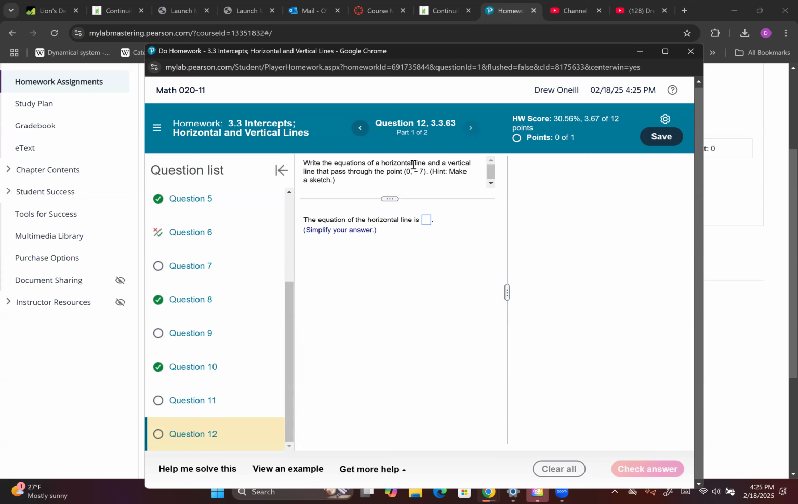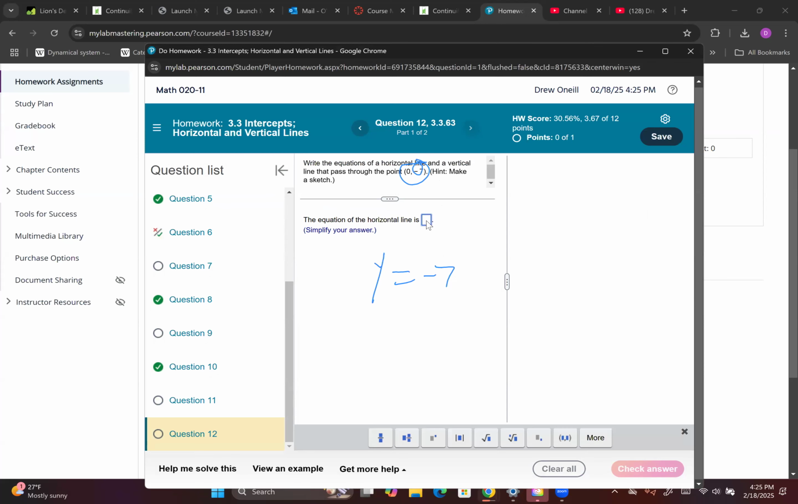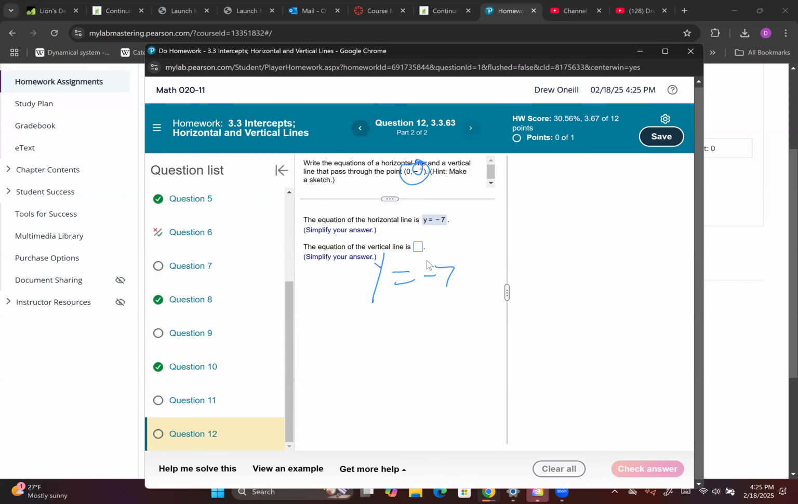Write the equation of the horizontal and vertical line that passes through this point. So if it's horizontal, then it's of the form y equals. Since it hits this point, that means y has to hit this y value. So it's y equals -7. Okay. And the second one, since it's vertical, it has to look like x equals. And since it passes through 0 for x, it has to be x equals 0.